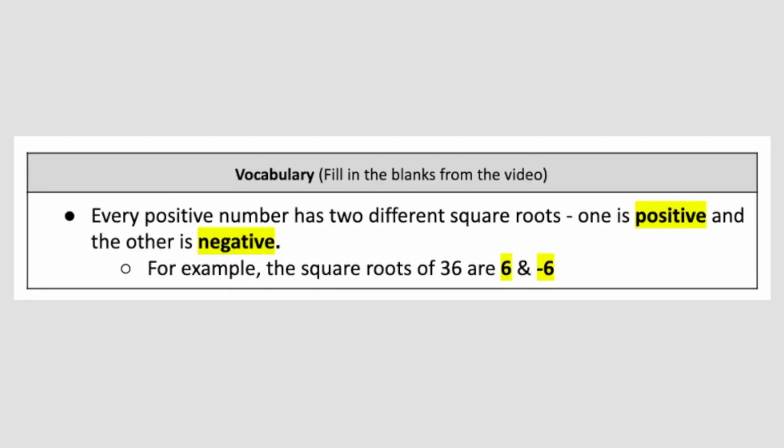And just to recap with some vocabulary, every positive number has two different square roots. One is positive and the other is negative. For example, the square roots of 36 are 6 and negative 6. Both of them, if you square them, become 36, so they're both square roots.